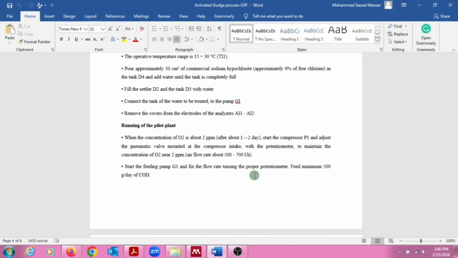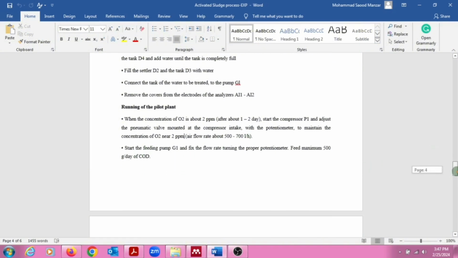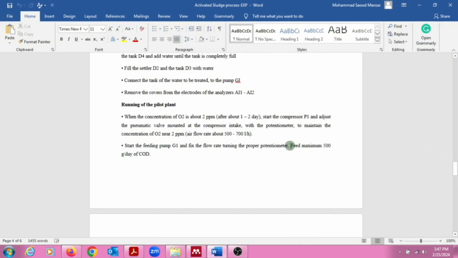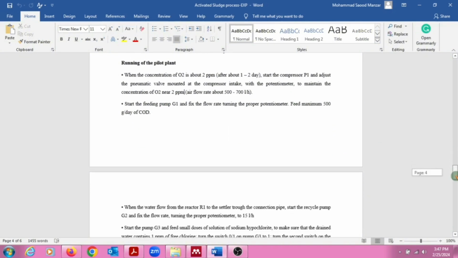Then we have to adjust the pneumatic valve mount and the compressor tank with the potentiometer to maintain the concentration of O2 near around 2 ppm, and make sure we are providing airflow from the external source using the compressor. The airflow rate should be around 500 to 700 liters per hour. Start feeding the pump G1 and fix the flow rate by turning the proper potentiometer. Make sure the COD is also balanced, not only the dissolved oxygen.